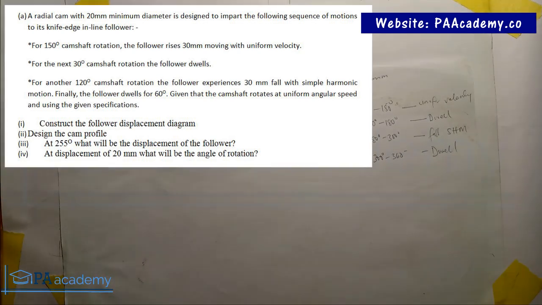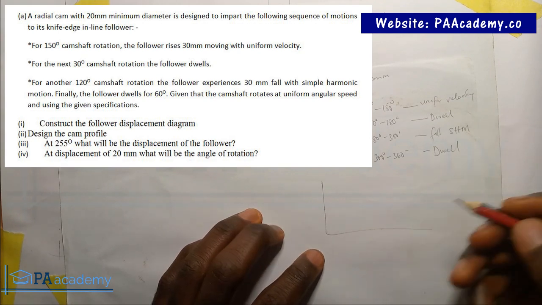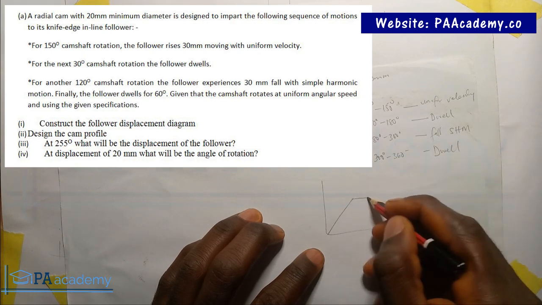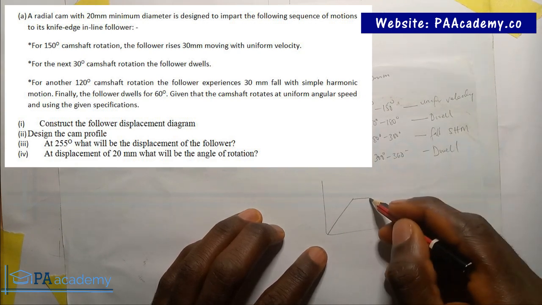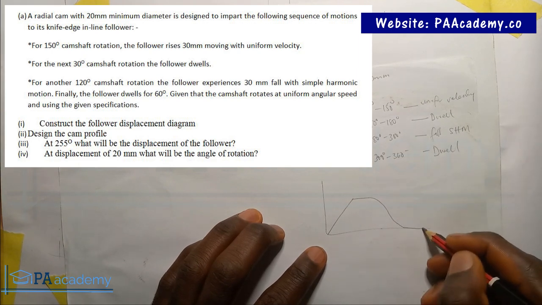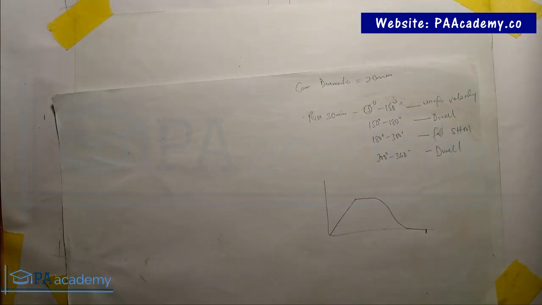So let's just do a rough sketch of this. You're going to have something that looks like this, and then we're told that it rises with uniform velocity, so it's going to be like this. It dwells, then it falls with simple harmonic motion. It's going to have a curve that looks like this, and then it dwells again. So this is the 360. Now let's put this in perspective.